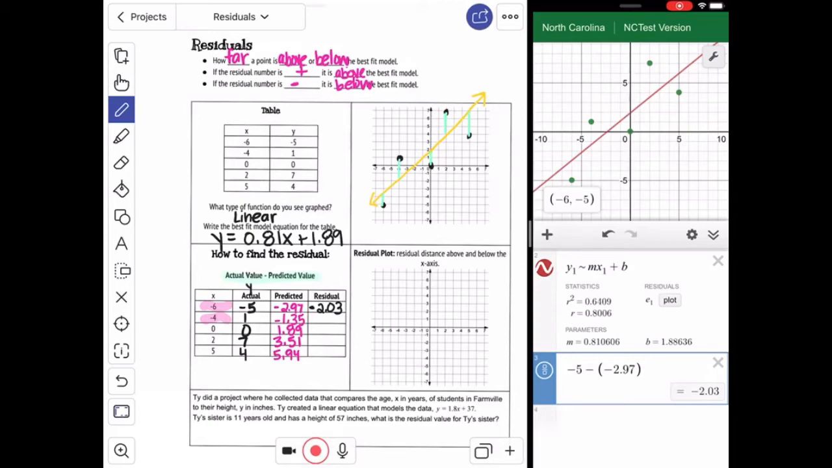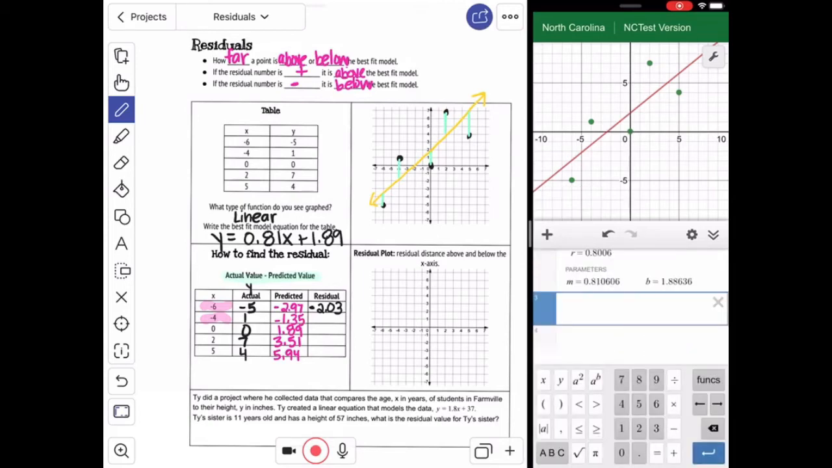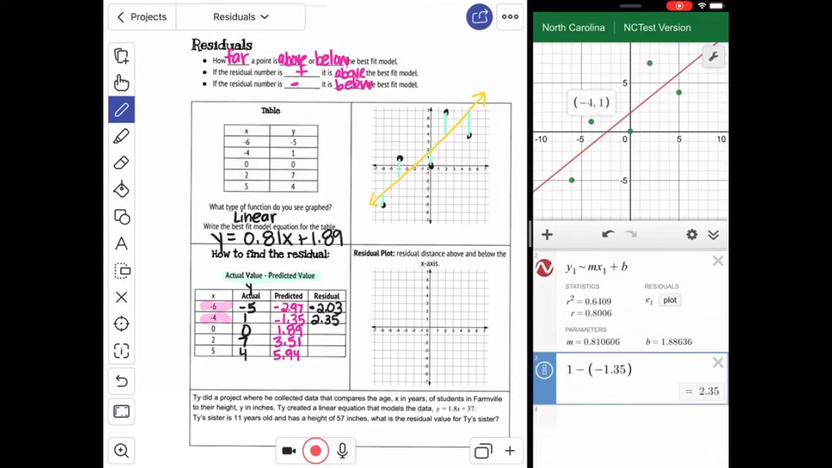Okay, I could do the same thing with the next one. I would take my actual minus my predicted, and you should have gotten 2.35. So this is saying that that point, -4.1, is positive 2.35 units above that line, which it is above that line.